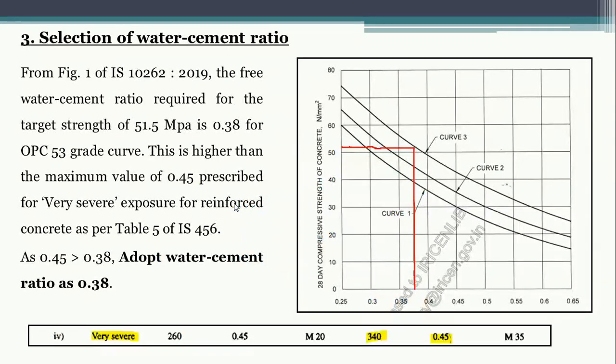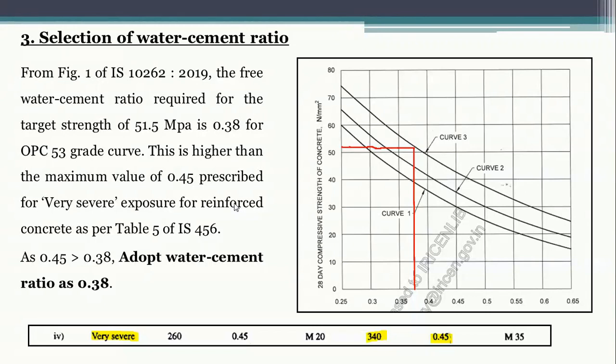Next, selection of water cement ratio. It is the same thing based on figure 1 of IS 10262 2019. So the target strength, based on the two values, the highest is 51.5. So for 51.5 and curve 3. What is curve 3? Curve 3 is for OPC 53, curve 2 is for OPC 43, and curve 1 is for OPC 33. In our data, they have used OPC 53, so you have to take curve 3.